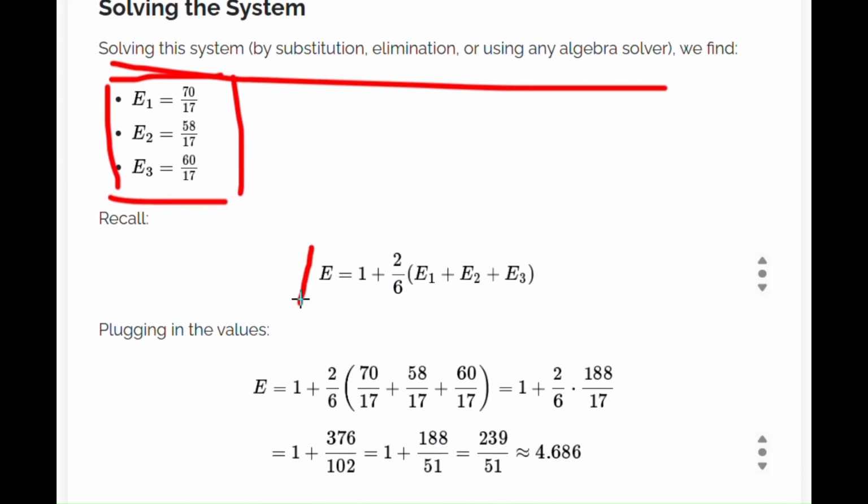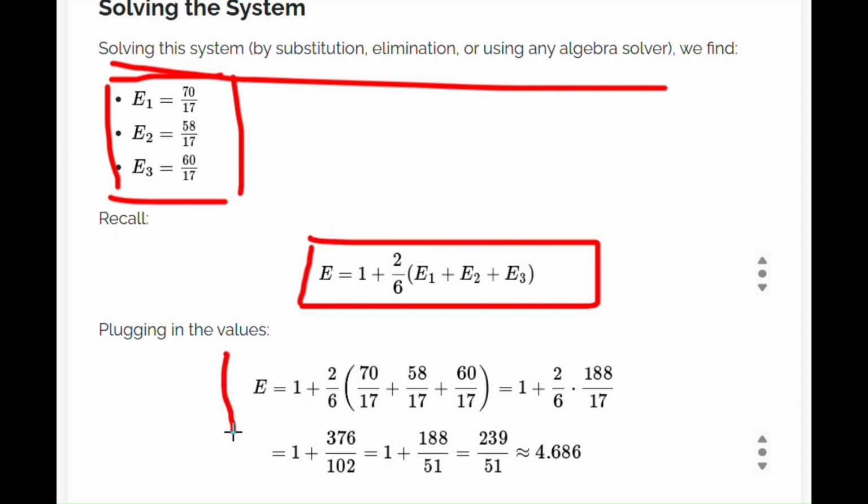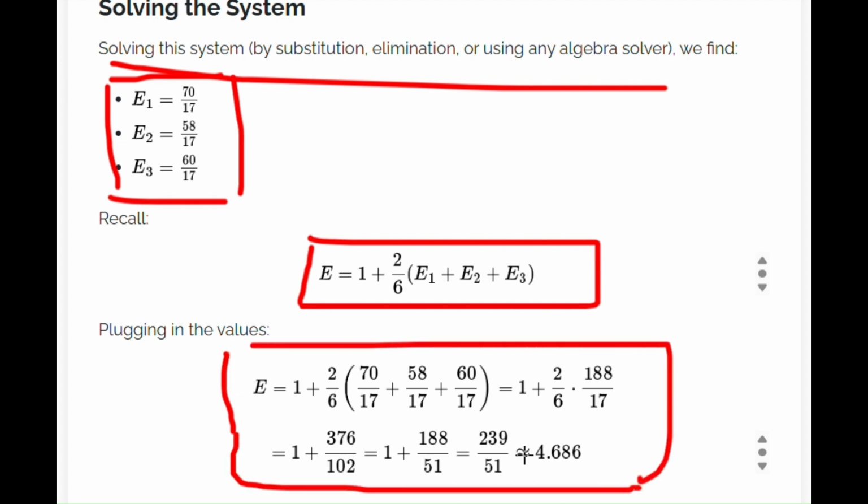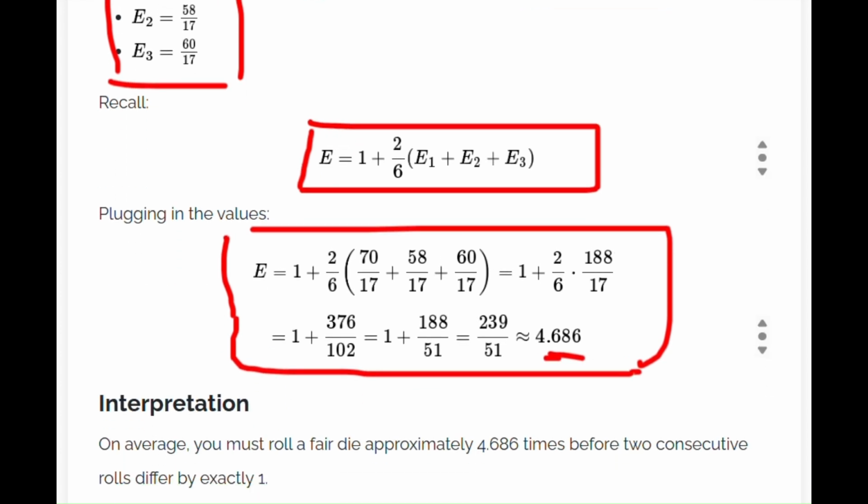So recall that initially we had E, which was the total number of rolls required, which was 1 plus 2 by 6 times E1 plus E2, E3. We substitute these values and we get the final answer equals 239 by 51, which is 4.686. So how do we interpret this? On average, you must roll a fair die approximately 4.68 times before 2 consecutive rolls differ by exactly 1. So that was the first part of the problem.